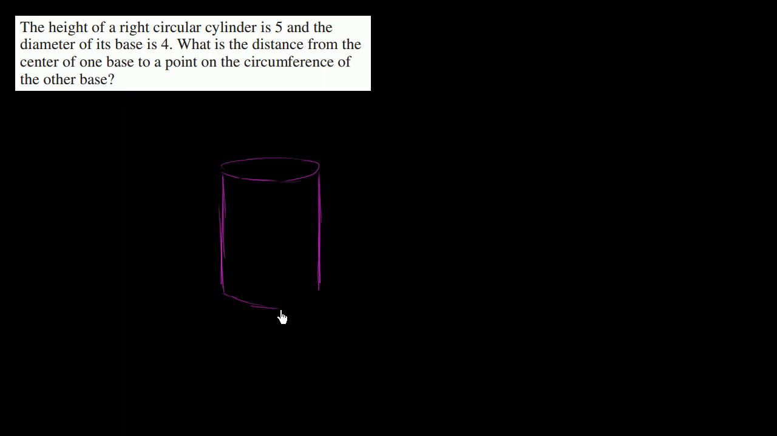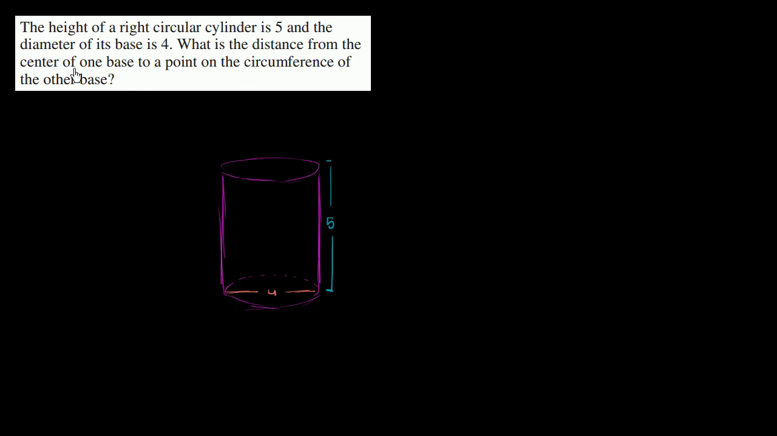So it would look something like this, and then if it was transparent, you could see this side right over here. So that's our right circular cylinder, and they say that the height of it is 5. So this distance right over here is equal to 5. That's the height of my right circular cylinder. And the diameter of its base is 4. So the diameter of its base, this distance right over here, is equal to 4.